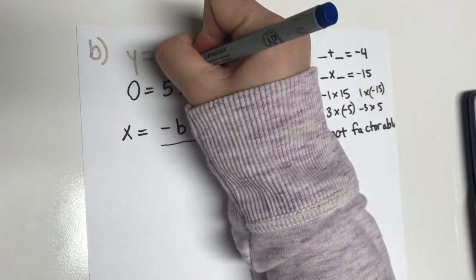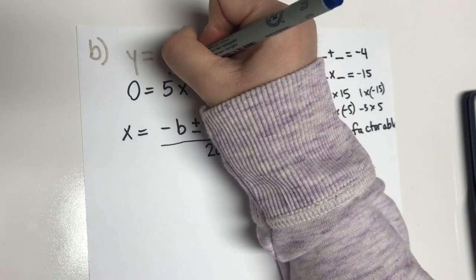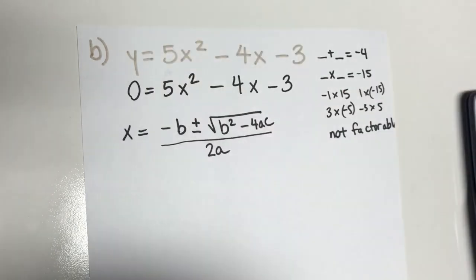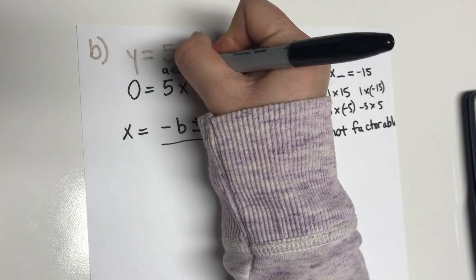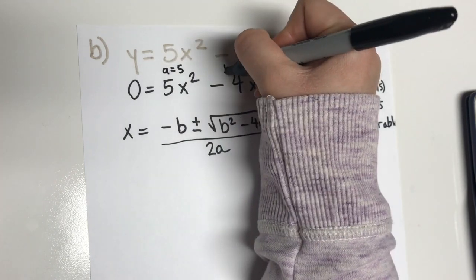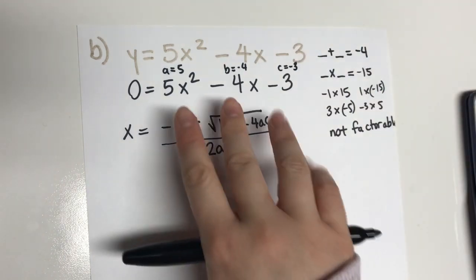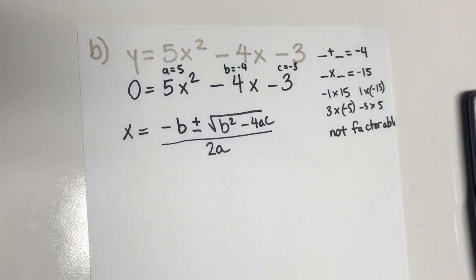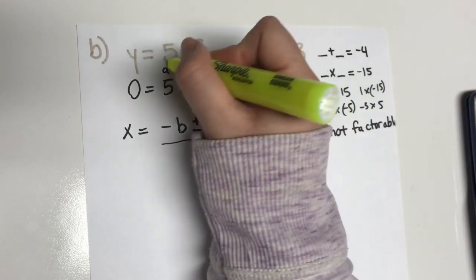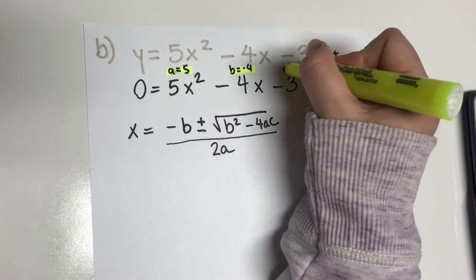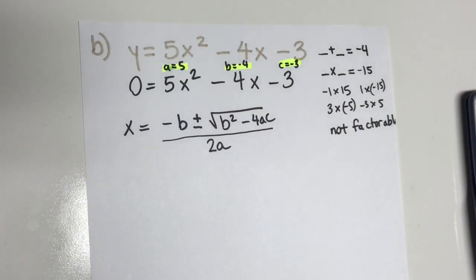So here, my a, here my a is 5, my b is negative 4, and my c is negative 3. So those are the numbers that I'm going to substitute into the equation. So a, b, and c. I'm going to substitute those in.